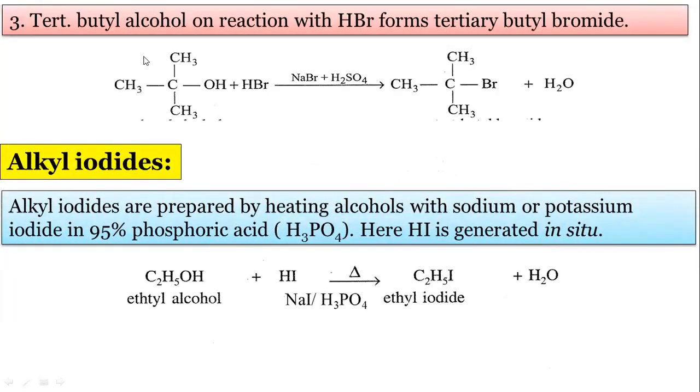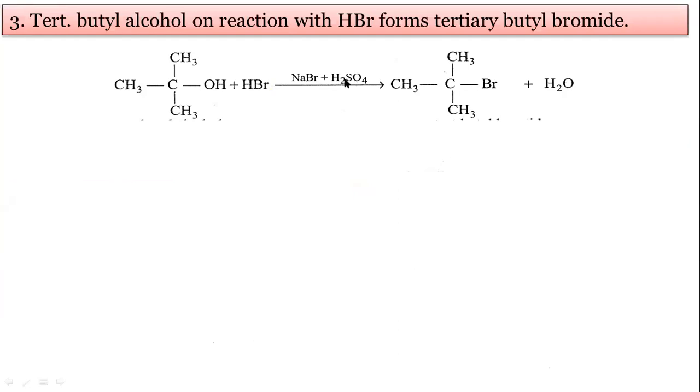In case of tertiary alcohols also, we have to use dilute H2SO4 here. The remaining reactions are the same. This OH will be replaced with bromide. So this is a tertiary alcohol, and we will get tertiary bromide here.